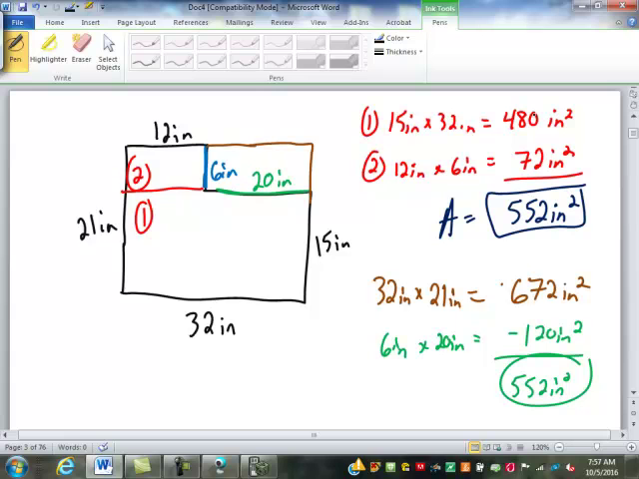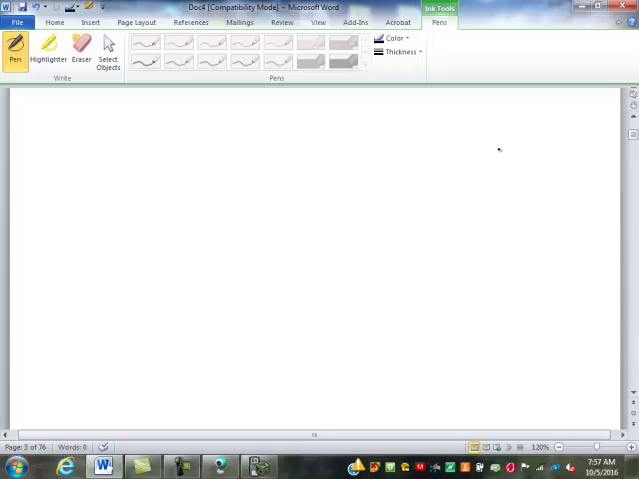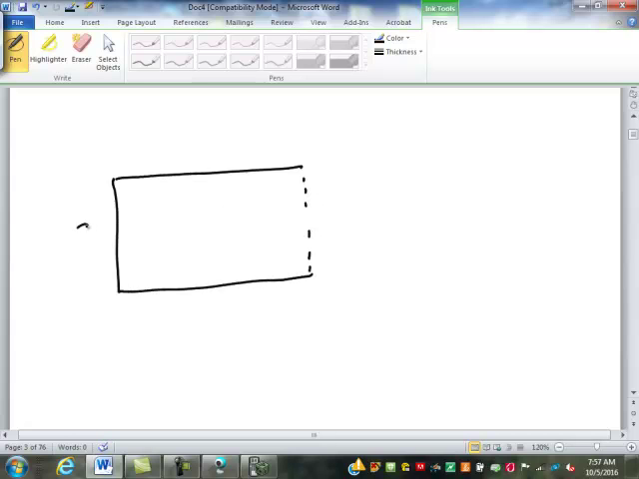Now there are some problems, like this problem here, that are the same amount of work to go either way. But there are some problems where we have to go one way or another. Let me show you what I mean. How would you find the area of this figure?